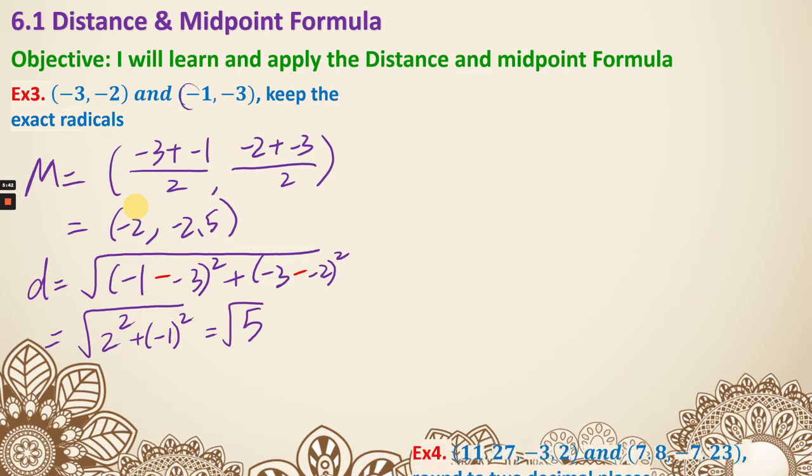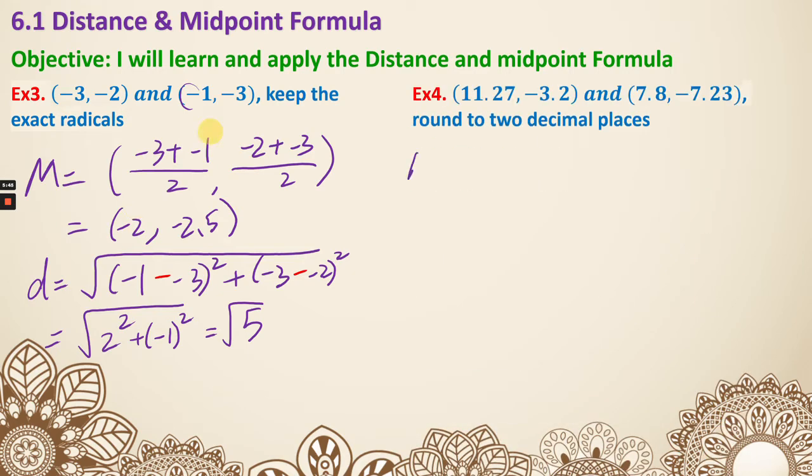That's example 3. Example 4. Midpoint, add them together, 11.27 plus 7.8 over 2.